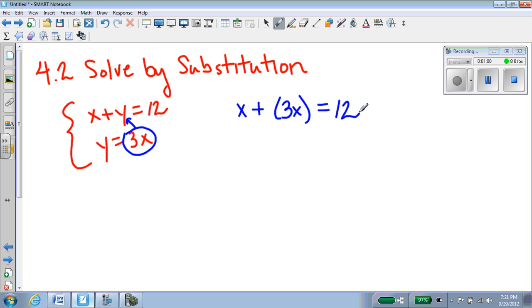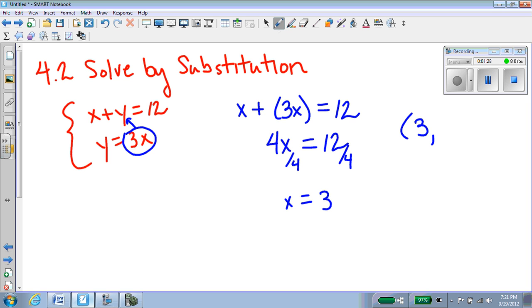Now the nice thing about that is it's now an equation like the ones we solved before. So this is 4x equals 12. Divide both sides by 4. x equals 3. That's nice. I know that the x part of my solution is 3. All I need to know is the y part of my solution now.